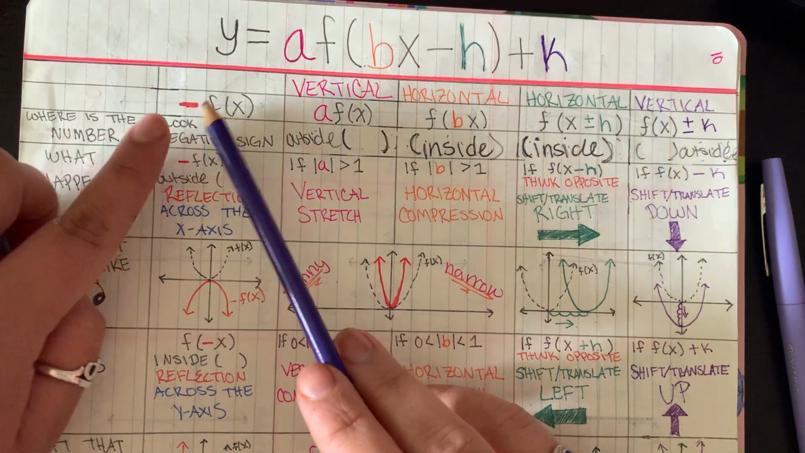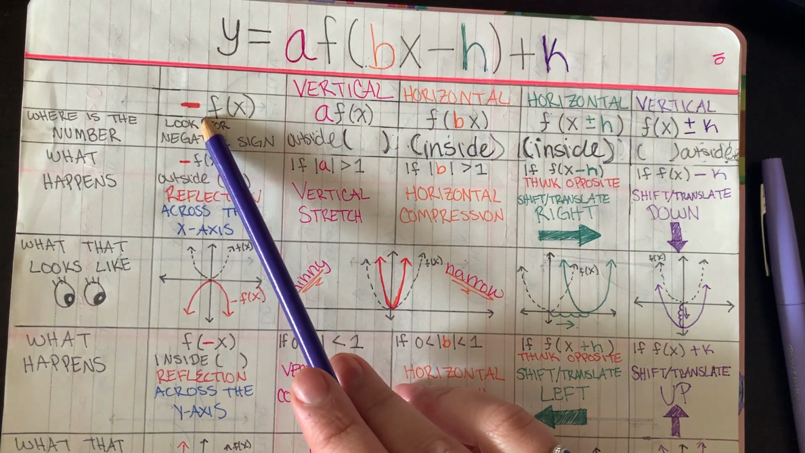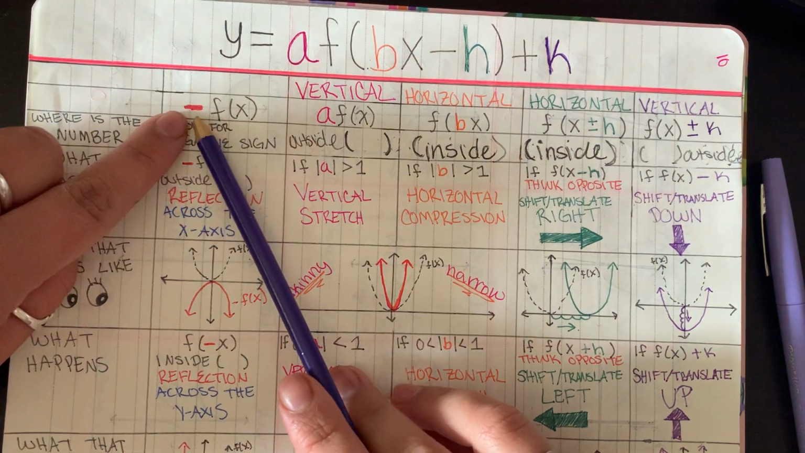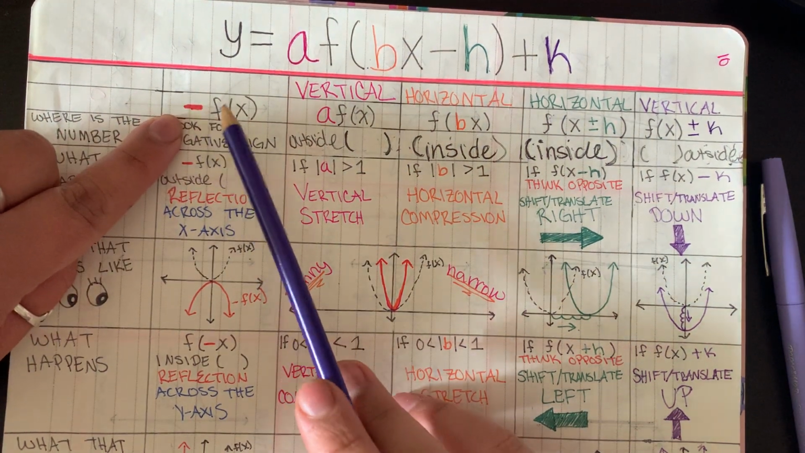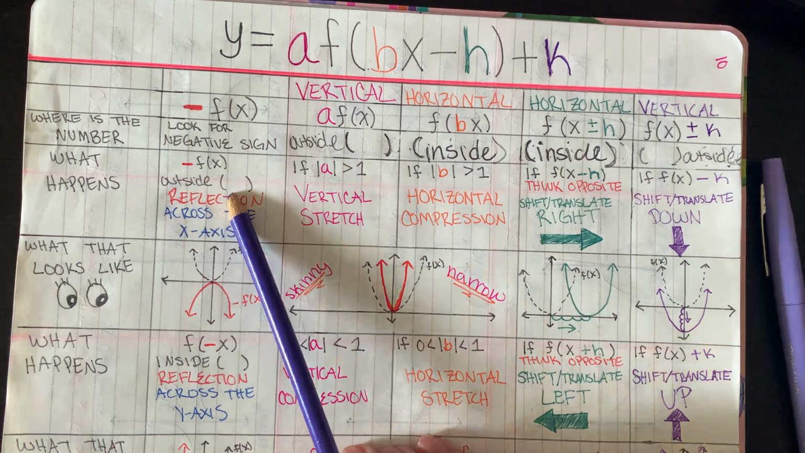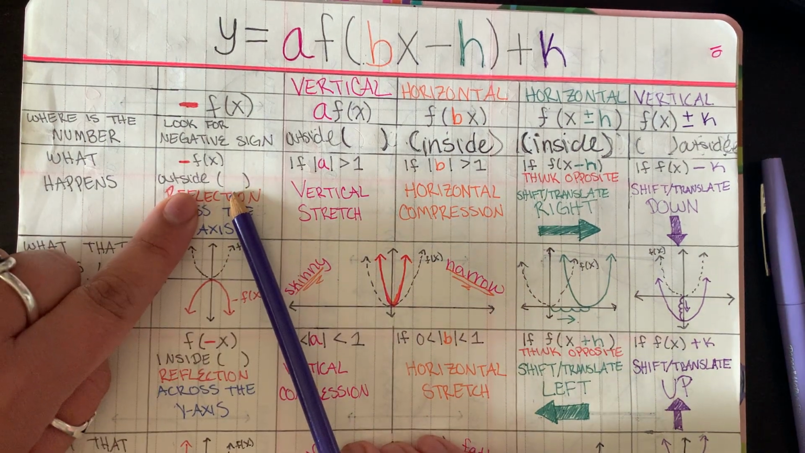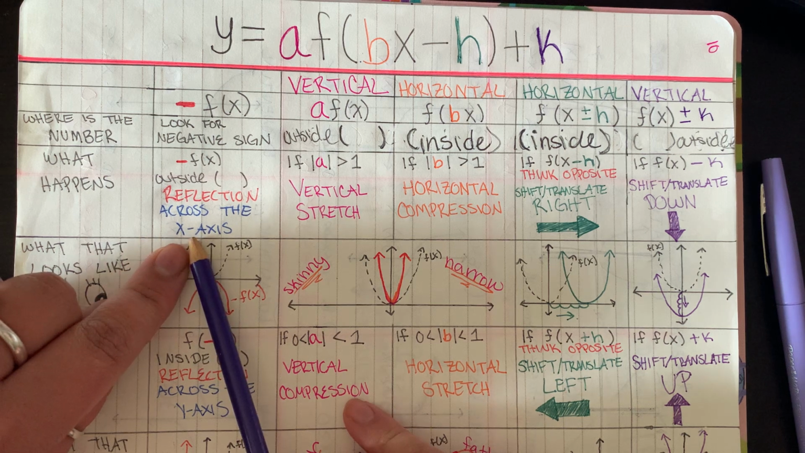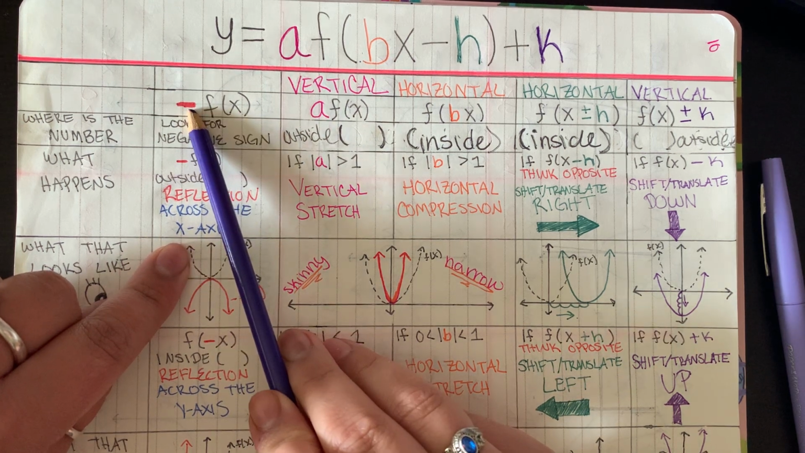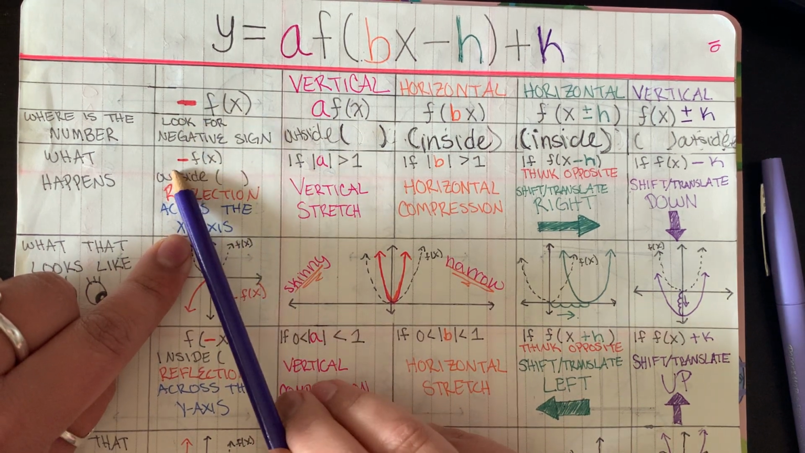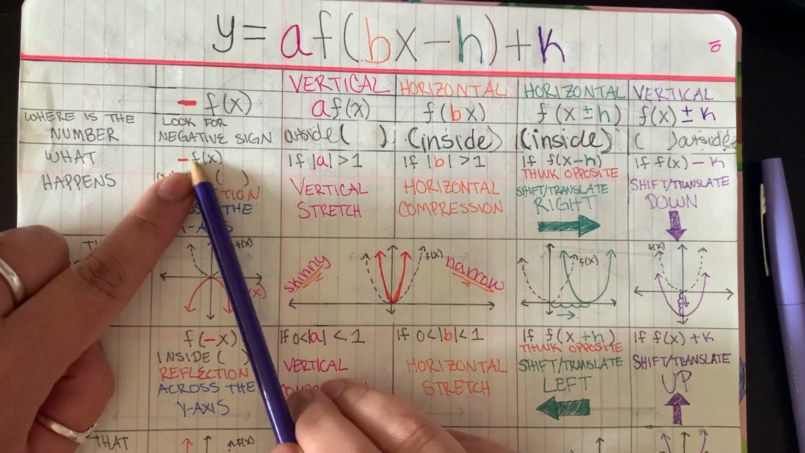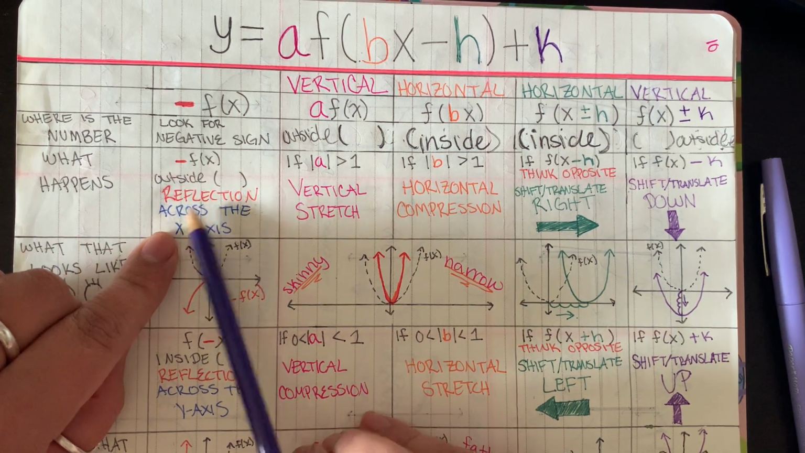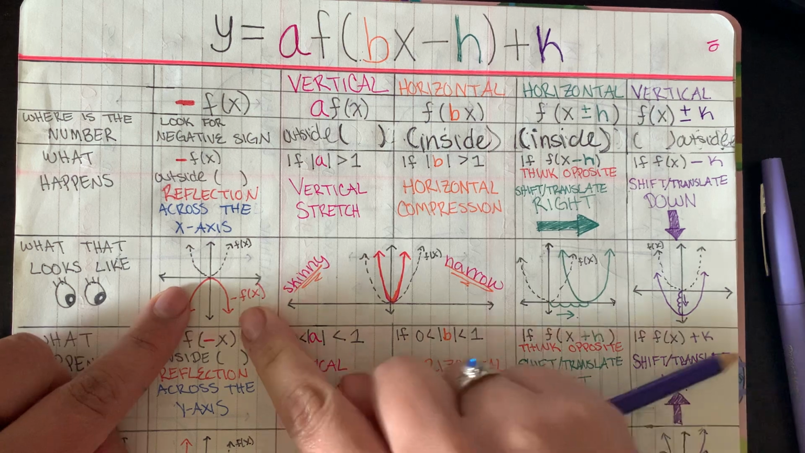So let's start off with the negative, right? We have a few different things that can happen. If I have a negative outside of the parentheses, you will see right here, it says outside of the parentheses, then that means a reflection across the x-axis. So anytime you see a negative outside the parentheses, whatever function I give you, it's going to be a reflection across the x-axis. And this is what that would look like.